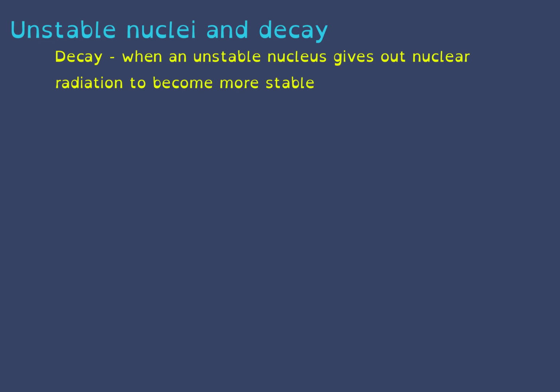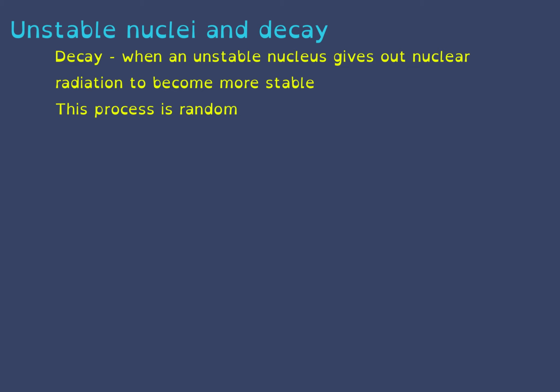The isotopes of some nuclei can be unstable. This is when the nuclear forces can't hold the nucleus together. To become more stable, the nucleus gives something out, and this is a form of nuclear radiation. This process is called decay, and it happens completely at random. There is no way in which to speed it up or slow it down or prevent it from happening. It's a completely random process that cannot be predicted.